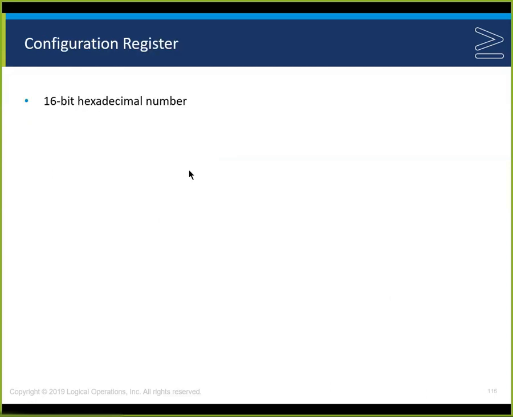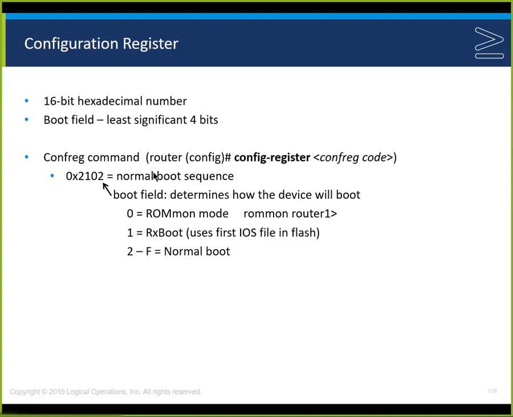The configuration register is a 16-bit hexadecimal number, and what it tells the system is where different things are. Where is the operating system stored? It does not have to be stored on the device itself. It could be stored someplace else. It could be on a TFTP server so that it gets uploaded every time that we start the device. The boot field, and these are what you really need to know about.